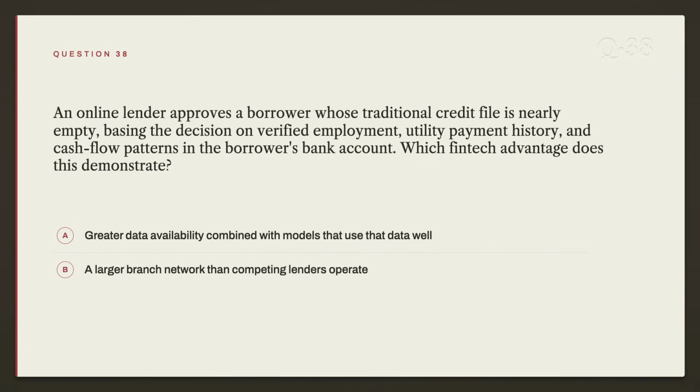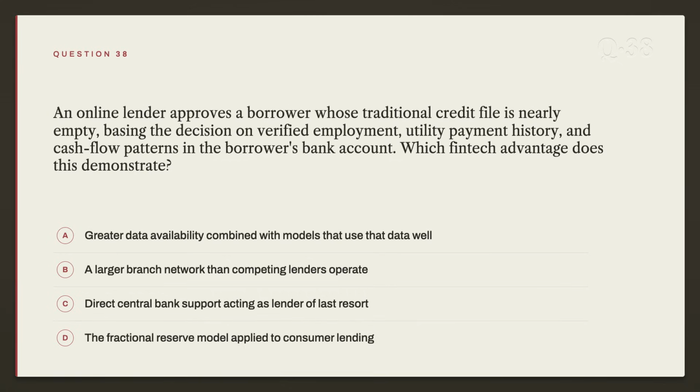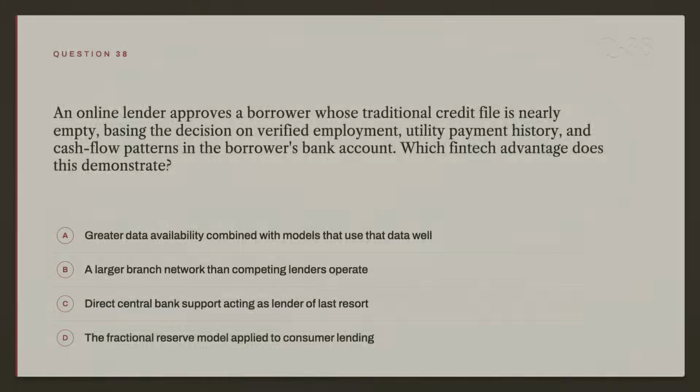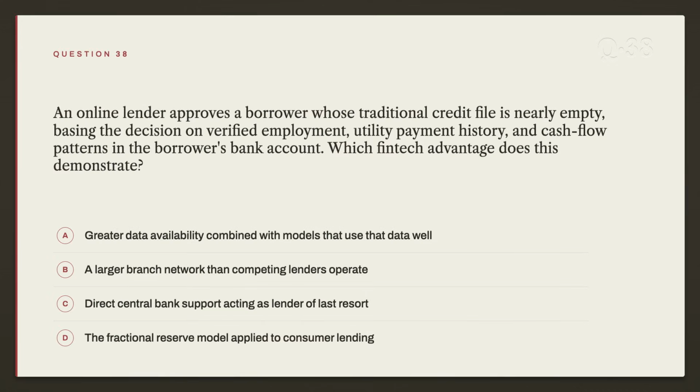B. A larger branch network than competing lenders operate. C. Direct central bank support acting as lender of last resort. D. The fractional reserve model applied to consumer lending. Which would you go with? Lock it in before the reveal.